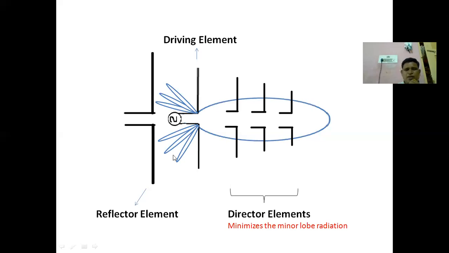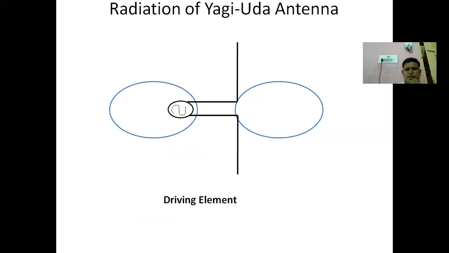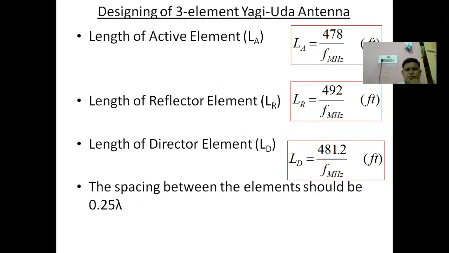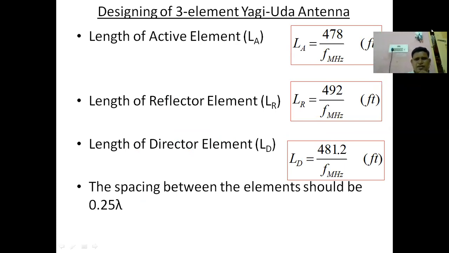This is the minor lobe radiation. Okay, this is the radiation pattern of the Yagi-Uda antenna. Now, the design constraints for this 3-element Yagi-Uda antenna: what are the 3 elements? Reflector, driving element, and directors.